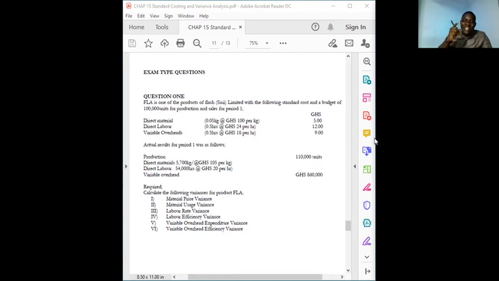So if you have produced 110,000, how many kilograms of material should we have used? So it is 110,000 times 0.05, and that gives us 5,500 kg. So we should have used 5,500 kilograms of materials to produce the 110,000 units, but we ended up using what? 5,700 kg. Now our standard price is what? 100 Ghana cedi per kg.